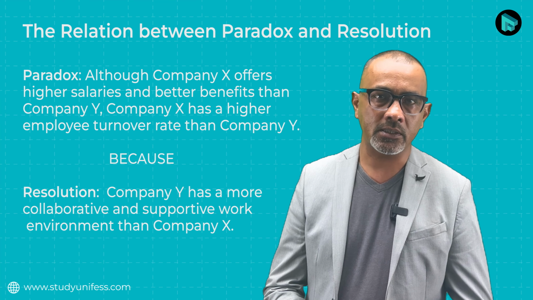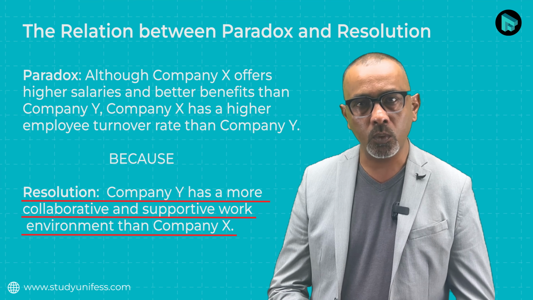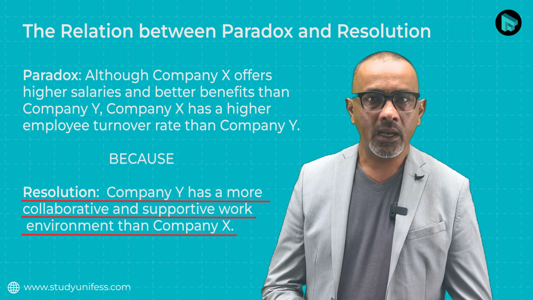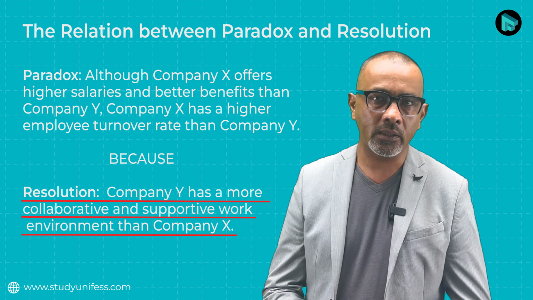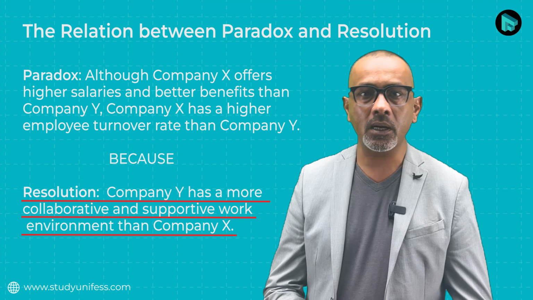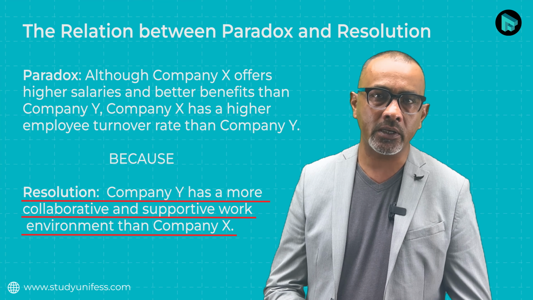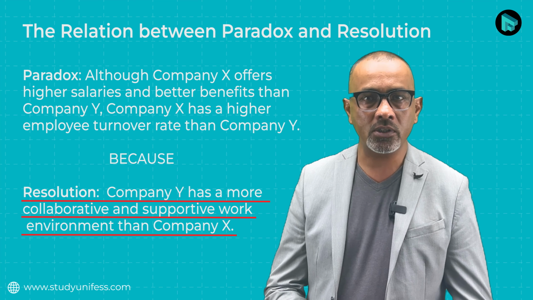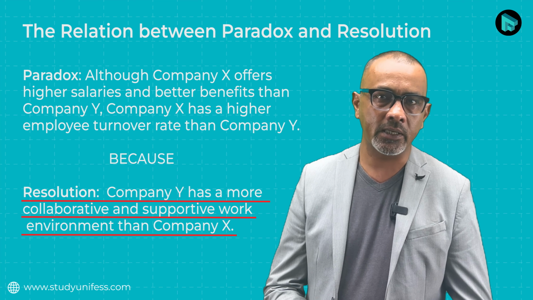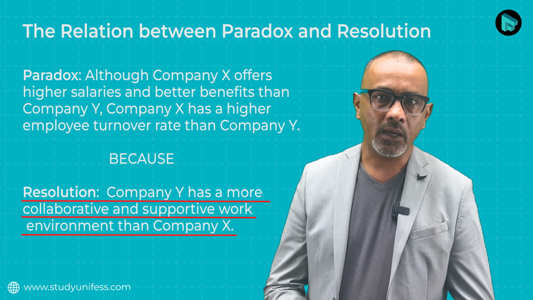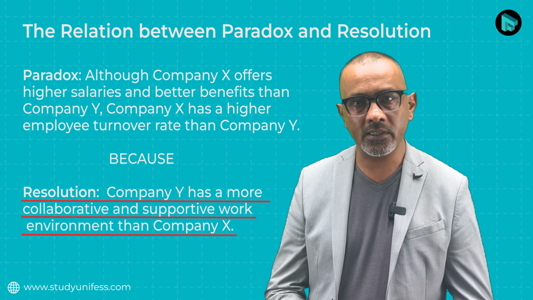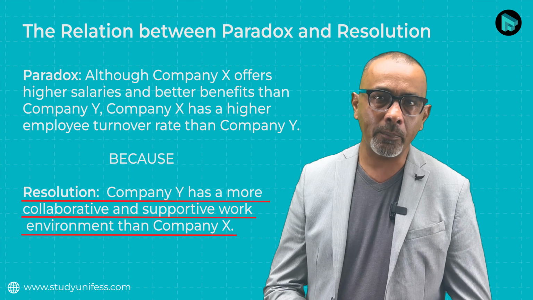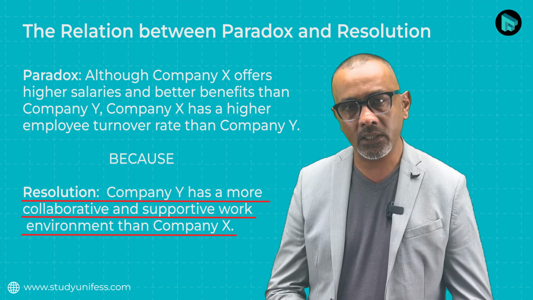The cause here is Company Y has a better work atmosphere, and the effect is Company X has a higher employee turnover than Company Y, despite Company X offering better salaries and benefits. In simple language, the paradox and its resolution can be stated like this. Company X offers better salaries and benefits than Company Y, but fewer employees are leaving Company Y because it has a better work environment.